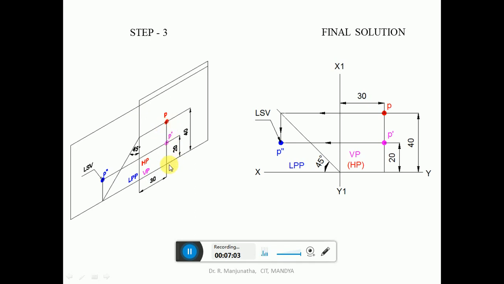Then the distance above HP, which is 20 mm, will be seen in the vertical plane, which is above the XY line. So from here you measure 20 mm and mark this point, which is going to be P dash, because the image is on the vertical plane. The distance behind VP is seen in HP. Since HP is also above the XY line, you mark that point, which is small p.